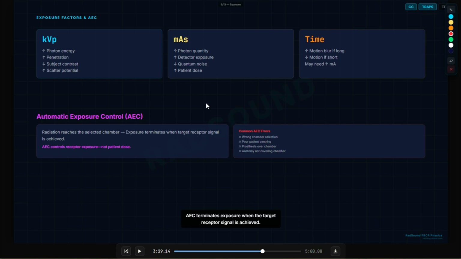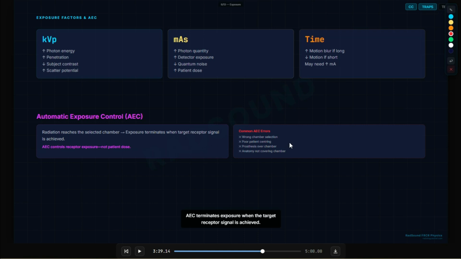What about the automatic exposure control? Mostly radiation exposure has been set so that it terminates on its own when the target receptor signal is achieved. So remember, the automatic exposure control controls only the main receptor exposure, not the patient. So it doesn't change the patient dose, but rather when the target receptor signal is achieved.